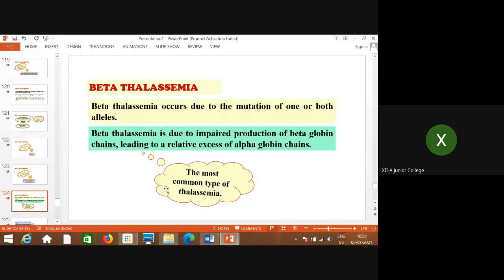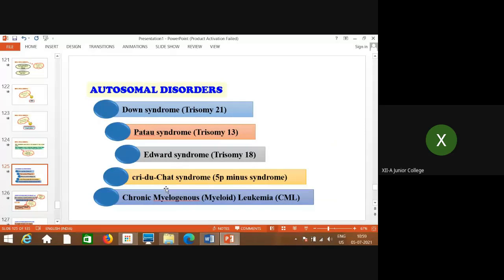Beta thalassemia occurs due to the mutation of one or both alleles, and is due to impaired production of the beta globin chain, leading to a relative excess of alpha globin chains. The most common type of thalassemia is beta thalassemia. There are some other disorders which I will not explain right now. I will stop here because it takes more time.